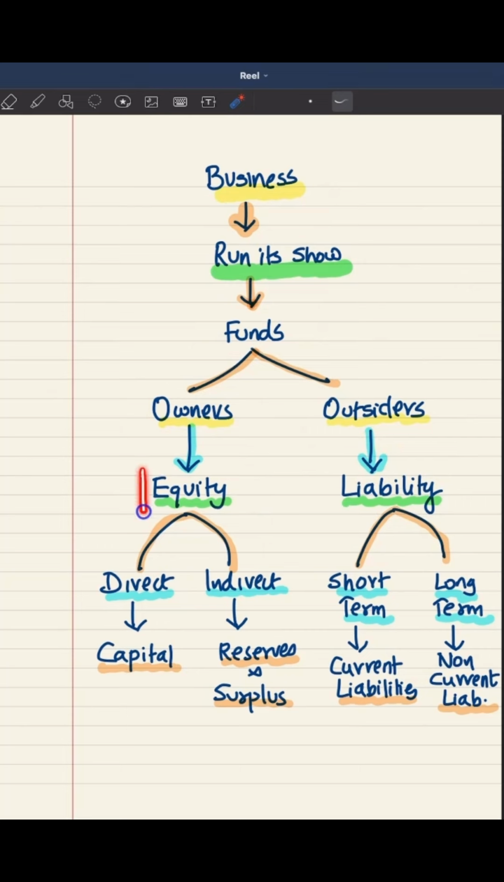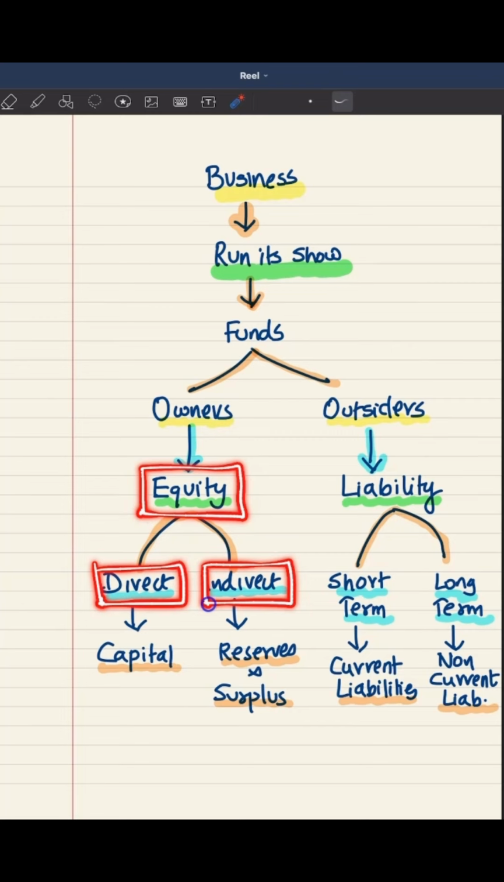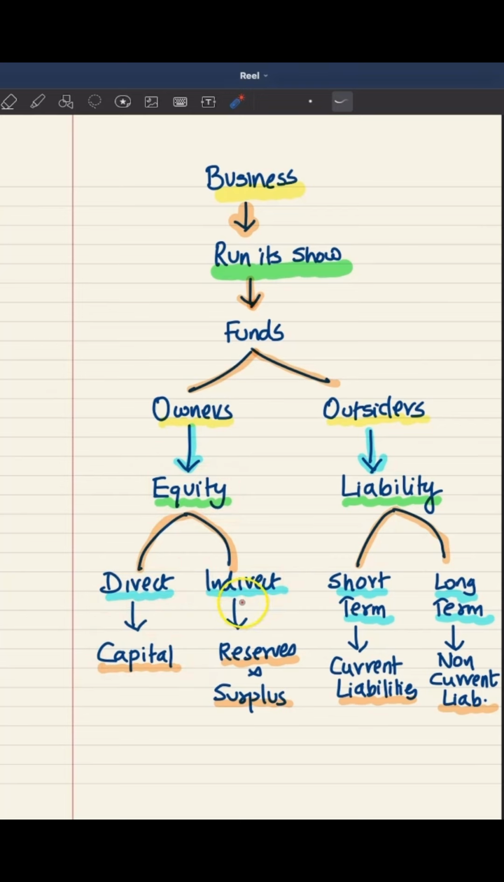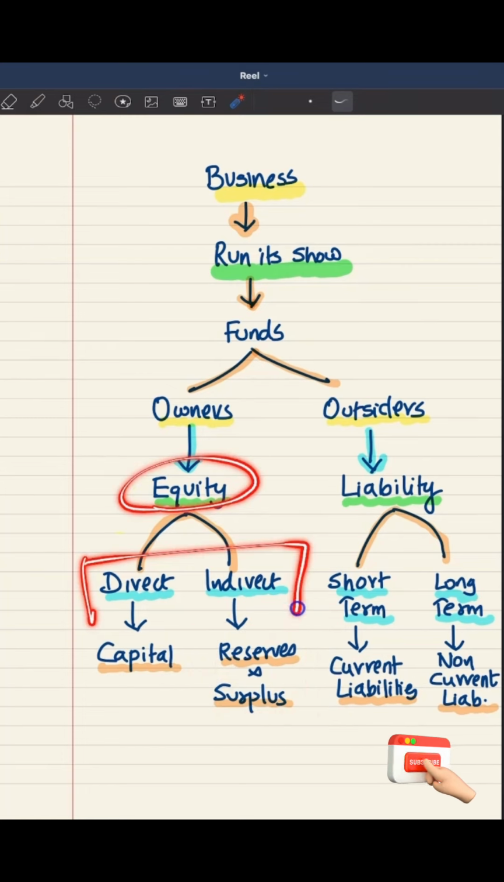We can classify the funds coming from owners as direct contribution and indirect contribution. Direct contribution means money coming from the pockets of the owner. We call it capital. Indirect contribution means all the profits earned by the entity. They are actually payable to the owners but not paid, and are retained within the entity. We call them reserves and surplus. So owners can contribute in these two forms.